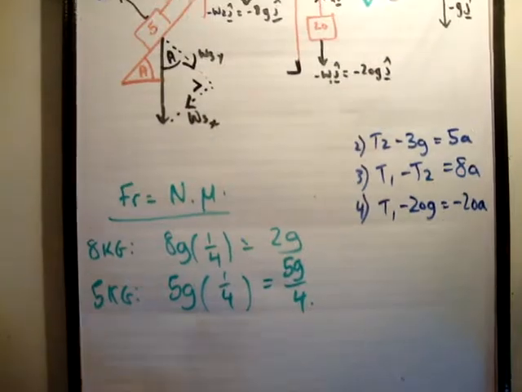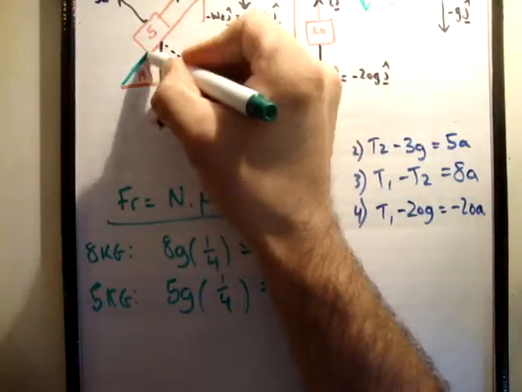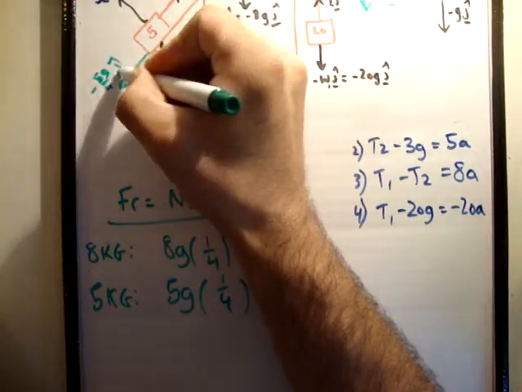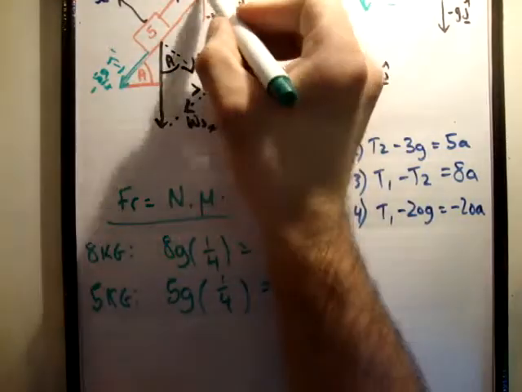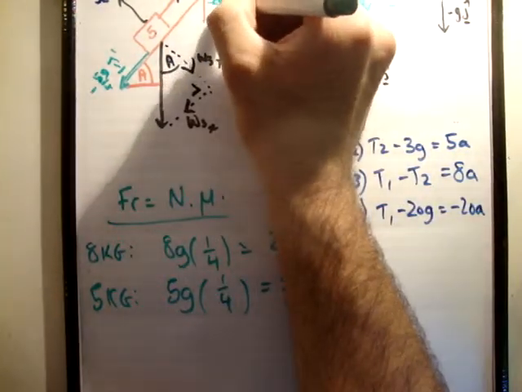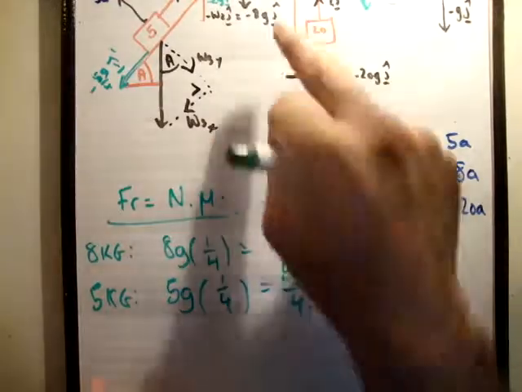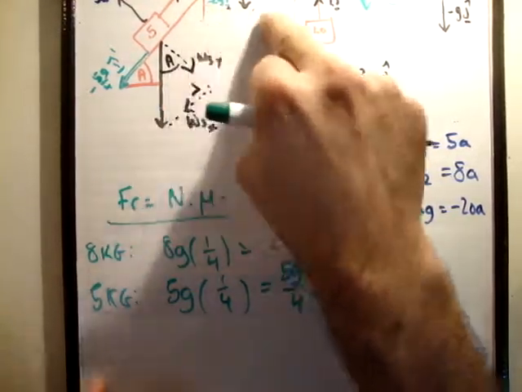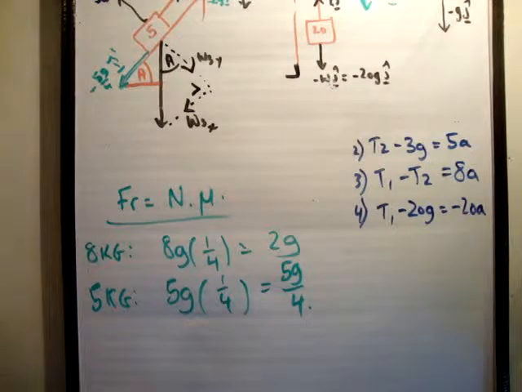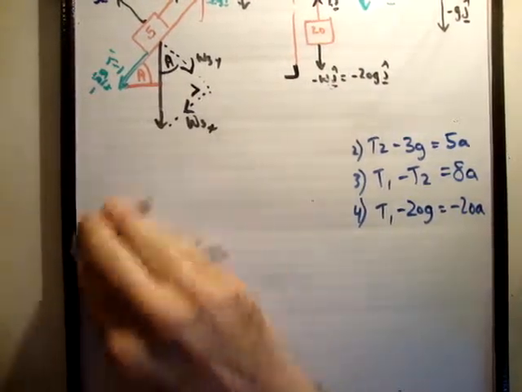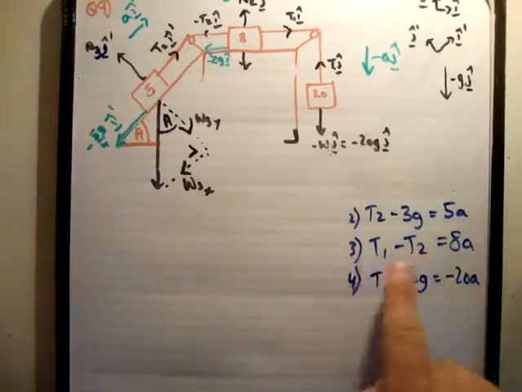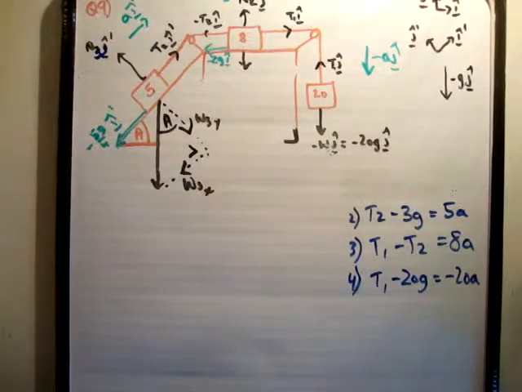Let's put those straight in here. There's my frictional force here. It's negative 5g over 4 i hat prime, and this one here is just negative 2g i hat. Those are the only two things we've added. So instead of going straight back to the drawing board with our Newton's second law equations down here, let's just add in what we need to.